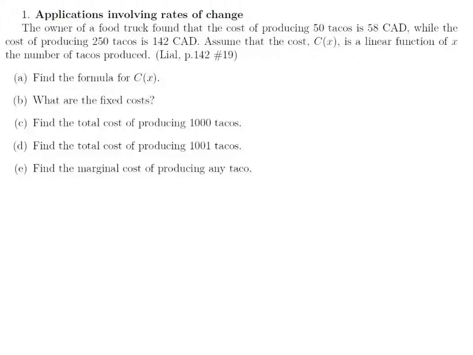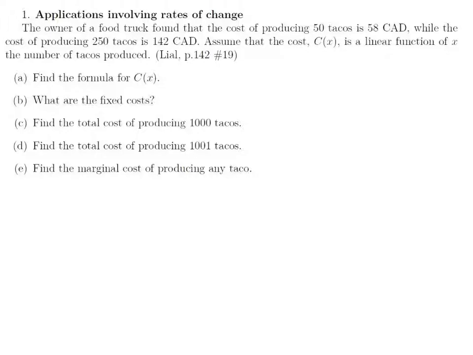Here we have week 2, question 1, applications involving rates of change. It reads, the owner of a food truck found that the cost of producing 50 tacos is 58 Canadian dollars, while the cost of producing 250 tacos is 142 Canadian dollars. Assume that the cost, C at x, is a linear function of x, representing the number of tacos produced. Find the formula for C at x.